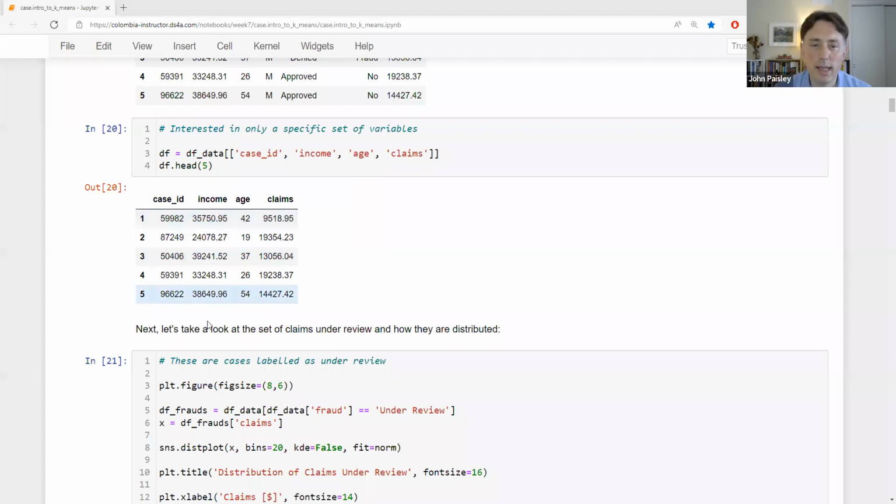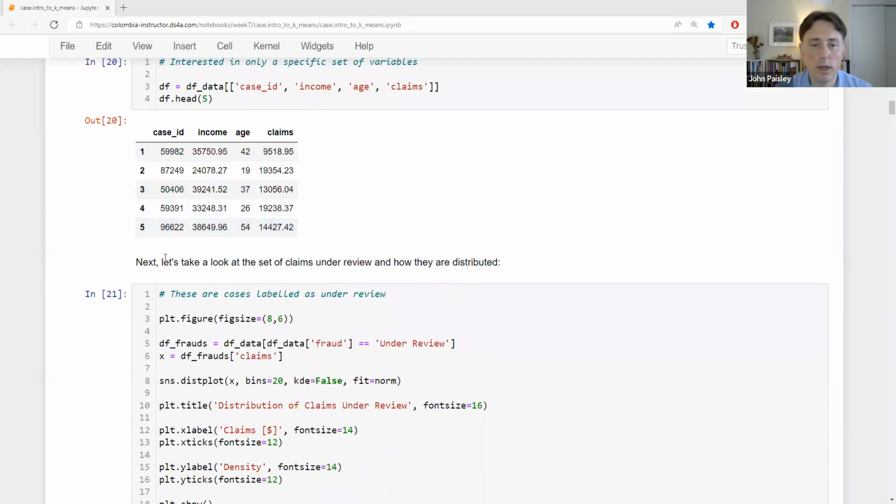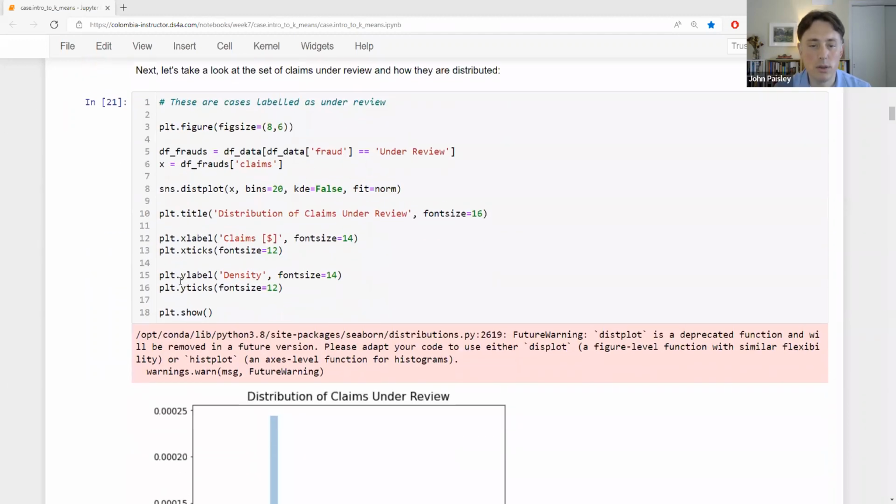Okay, so this is the data that we're looking at here. 1,000 data points. Each data point is three values: income, age, and how much they want, their claim. So now let's take a look at the set of claims under review and how they're distributed.